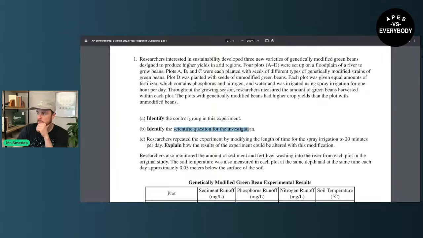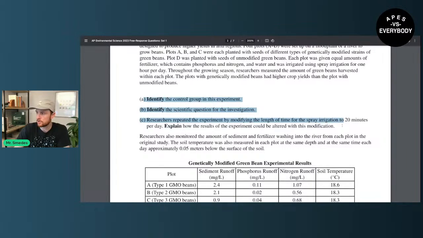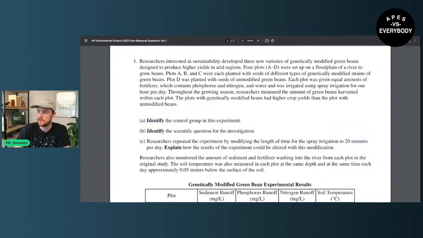What is the scientific question? You're going to be able to figure that out if you can identify the independent and dependent variables in a second. And I'm going to go through using this actual example question after I give you some tips. But I just want you to know FRQ number 1 is going to have a few relatively easy questions to earn because they're just based on the paragraph. They typically don't require a ton of actual APES knowledge.